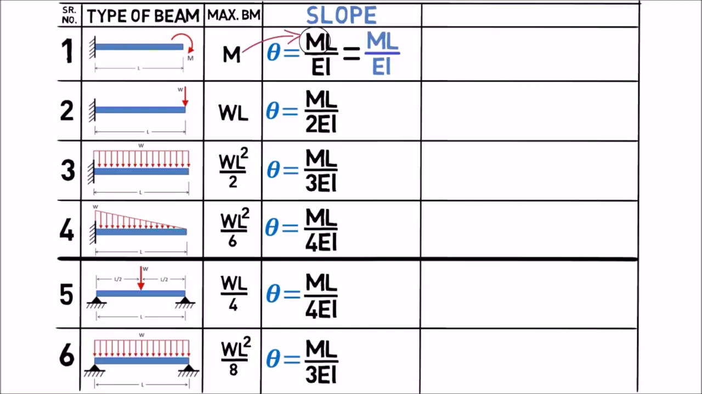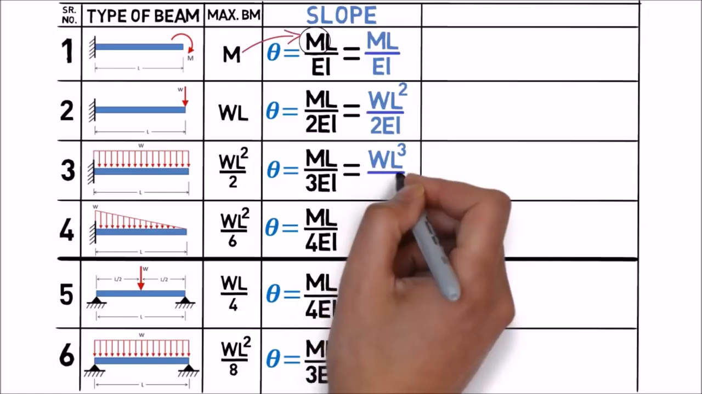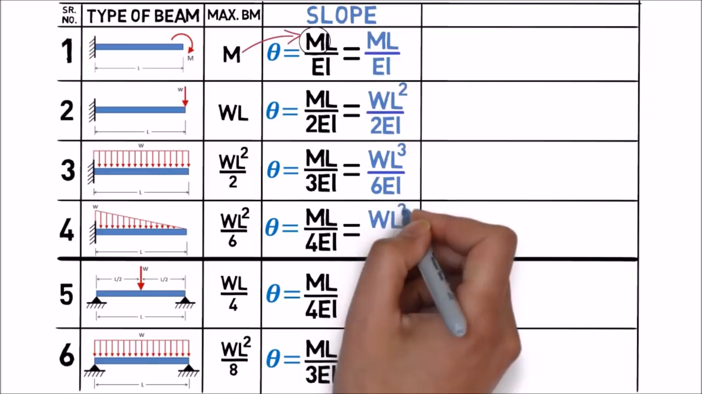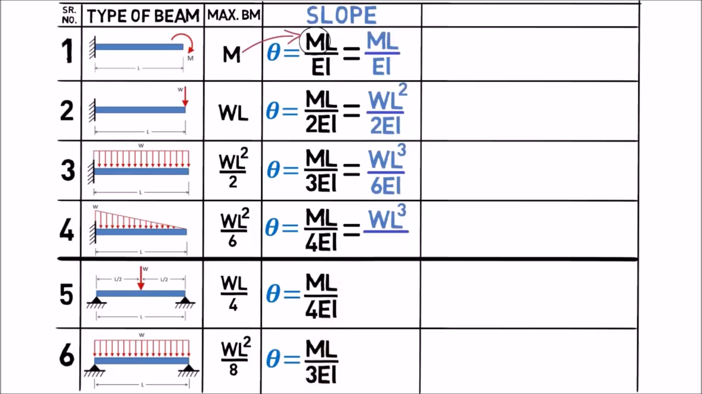In the second case, a cantilever beam carrying a point load at the free end. In the formula of ML by 2EI, replace M by WL. So we get WL square by 2EI. For the third case, UDL, replace M by WL square by 2, so we get WL cube upon 6EI. Fourth case, a cantilever beam carrying a uniformly varying load, ML by 4EI, replace M by WL square by 6, so we get WL cube upon 24EI.